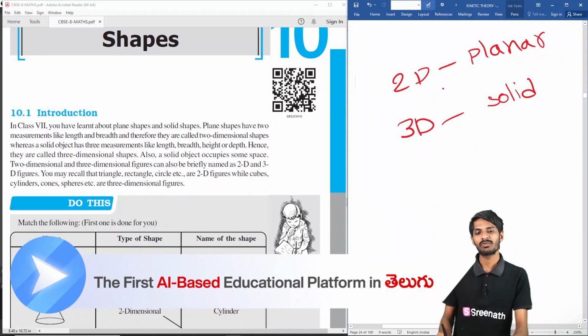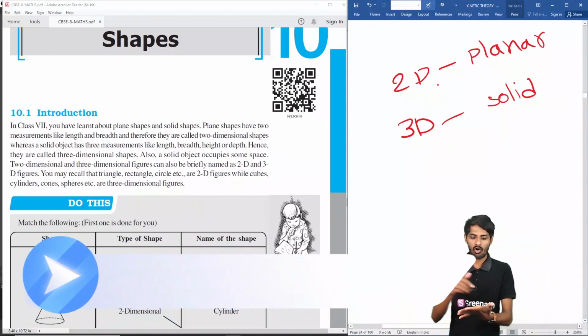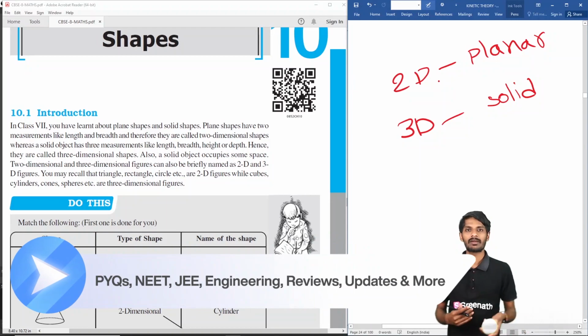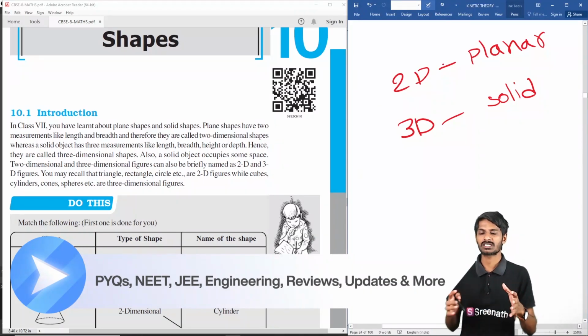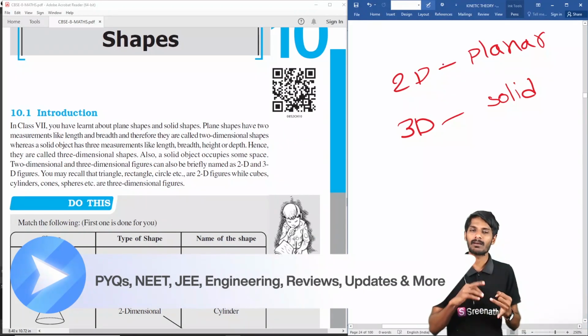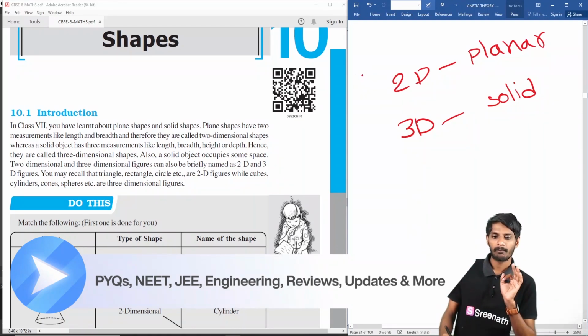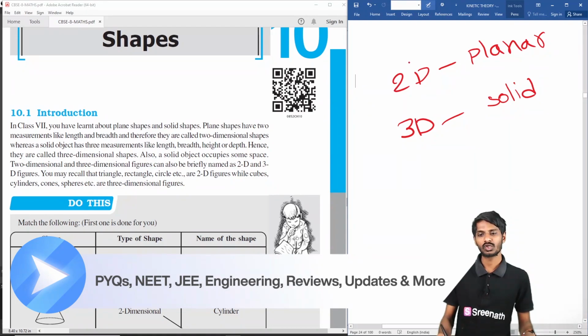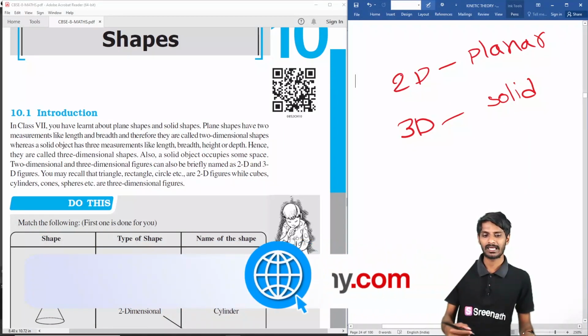So planar means the 2-dimensional objects which we can draw on paper. 3-dimensional means the real objects which are surrounding us. So they have length, breadth, and height. But planar shapes have only length and breadth. So that is the difference between 2D and 3D, 2-dimensional and 3-dimensional.